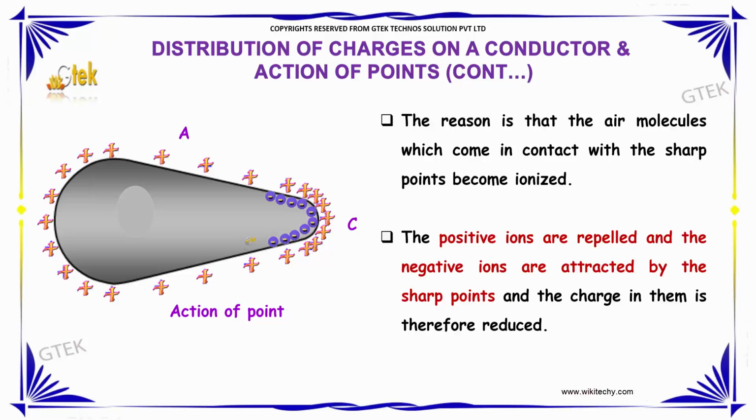The reason is that the air molecules which come in contact with the sharp points, that is over here, become ionized. The positive ions are repelled and the negative ions are attracted by the sharp points, and the charge on them is therefore reduced. So this is all about the action of points.